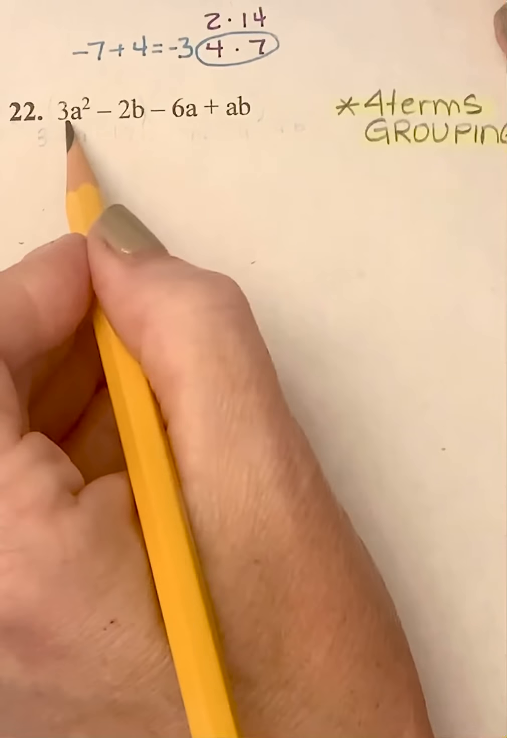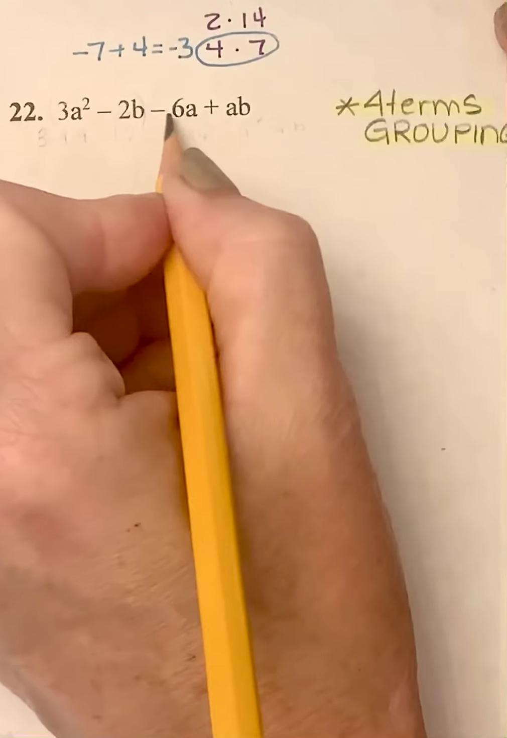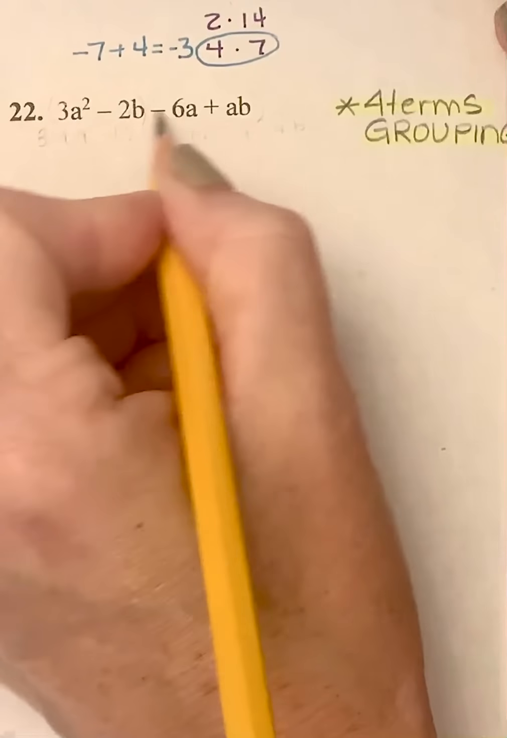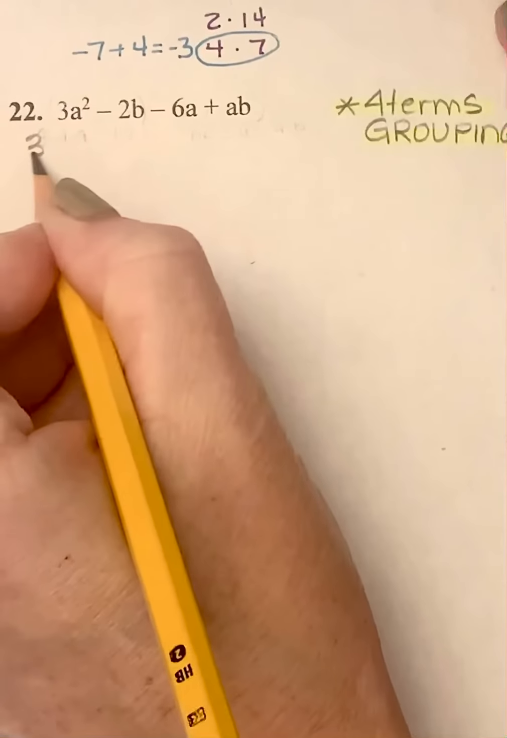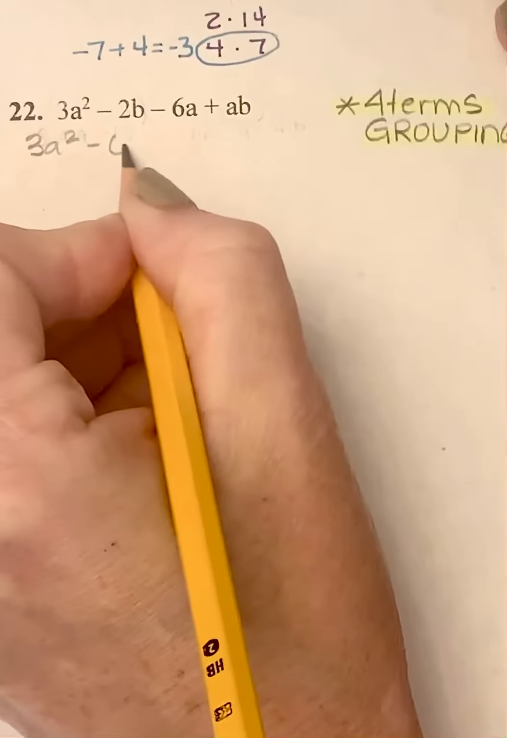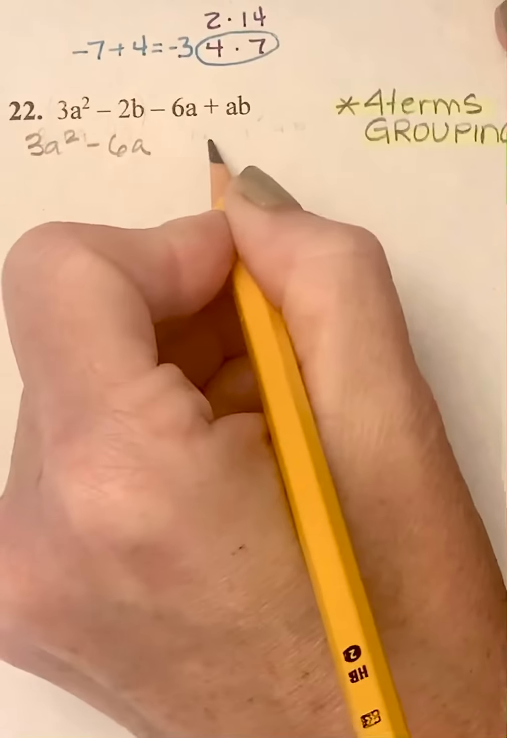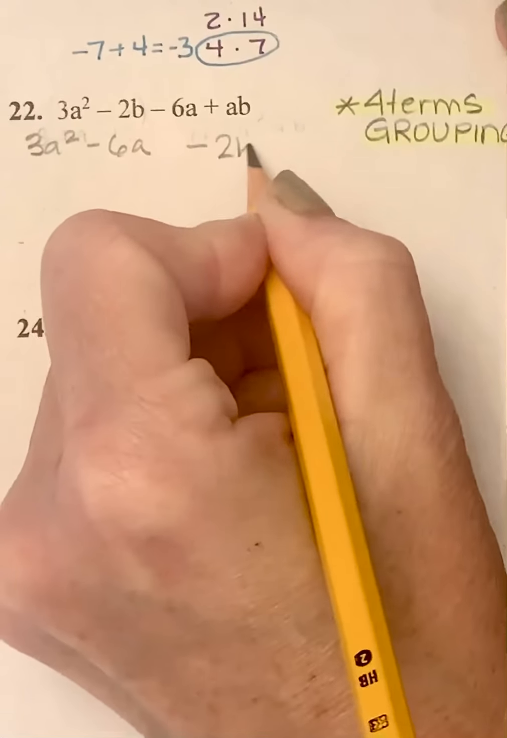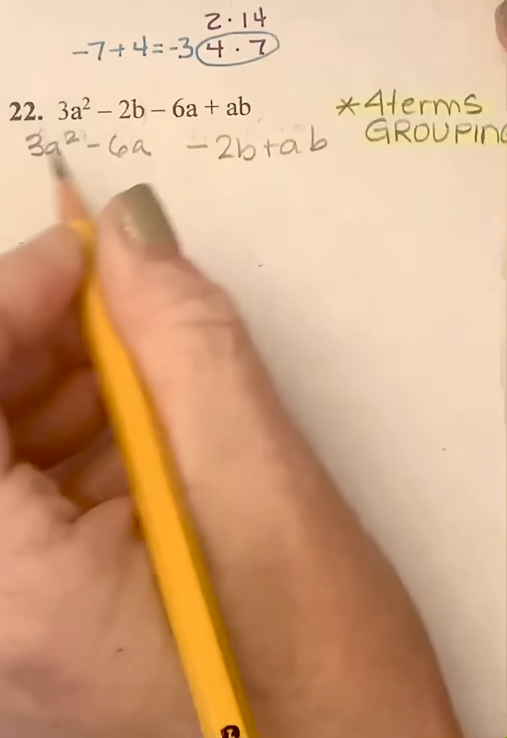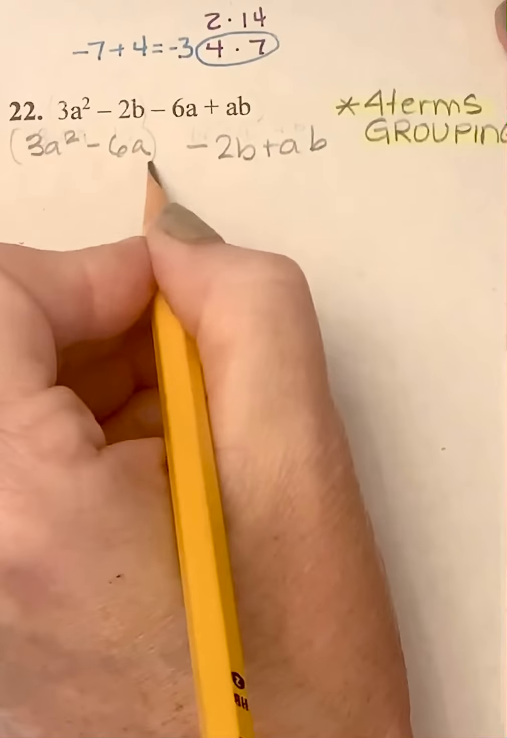Rearrange the order to make this work. So if I look at these 2, I see they both have something in common. And then I'm going to put these 2 together. Okay, let's try grouping them this way.